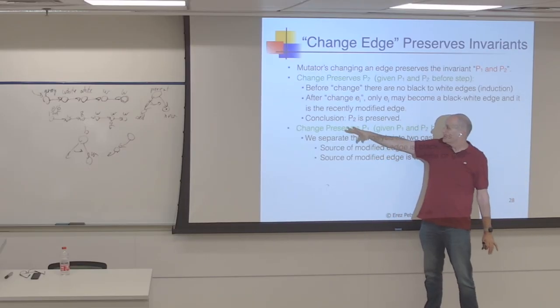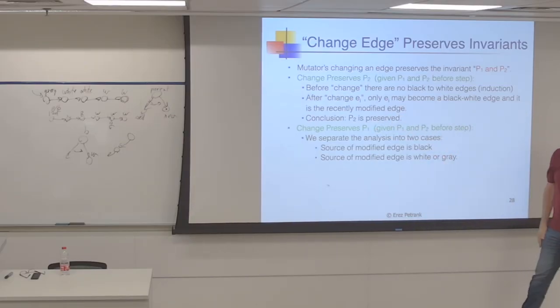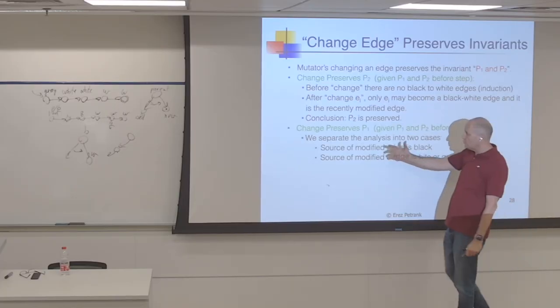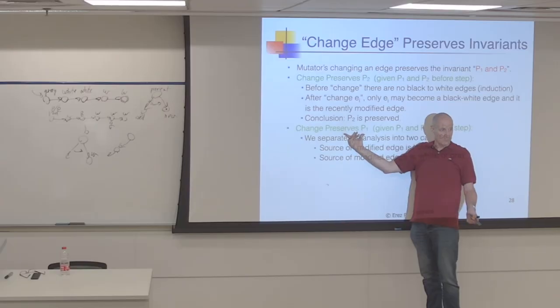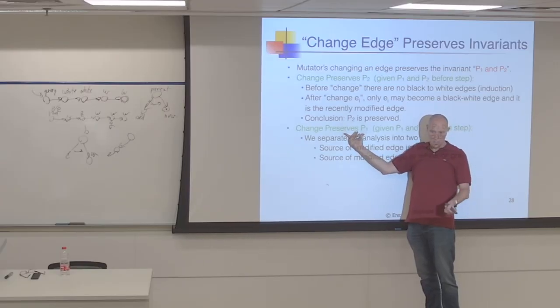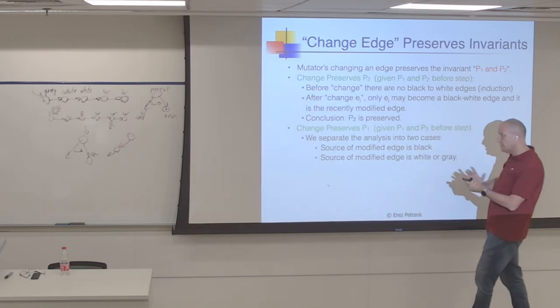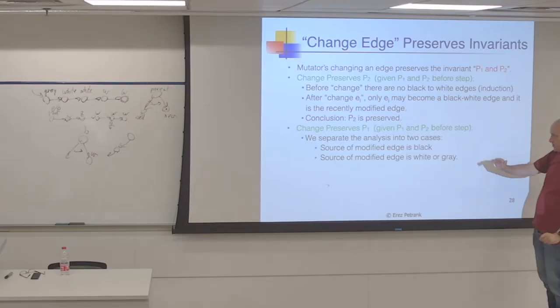That's fine. So we preserve P2 when we do a change. And now we have to show that the change preserves P1. Before, each accessible, reachable white node had a propagation path. There was a gray, white, white, white path that reached it. So we have to show that this is not foiled by the change.